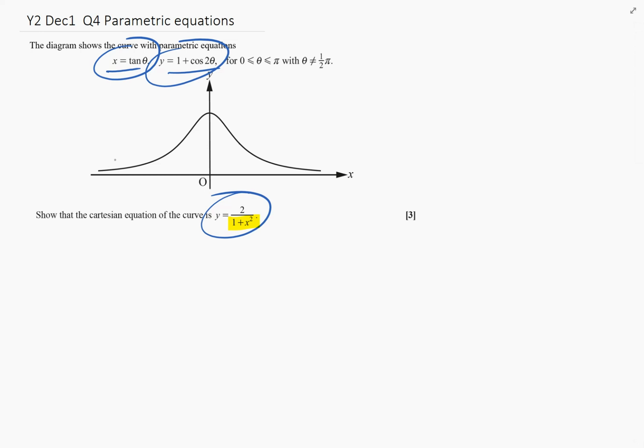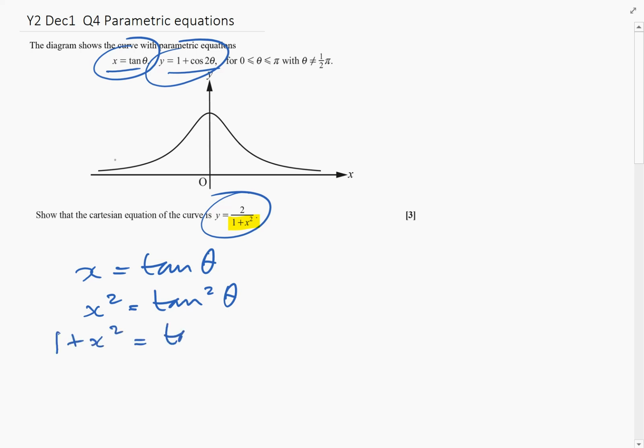But you might also realize that if you do square x and you get tan squared theta, that is useful because now you can use the fact that tan squared theta plus 1 would equal sec squared. So if we add 1 to both sides here, this is going to equal sec squared theta.